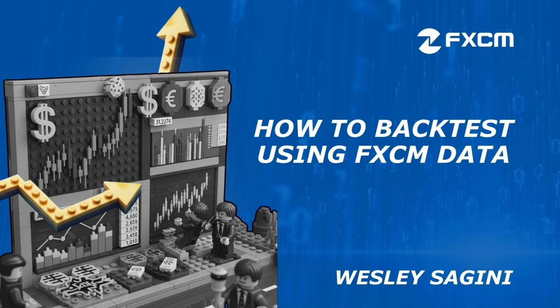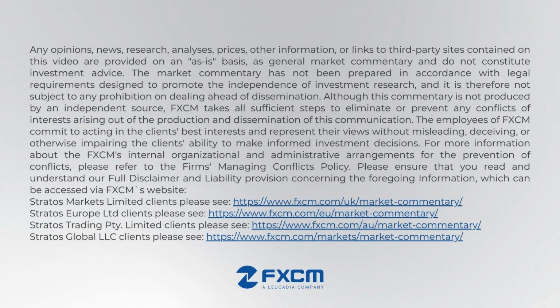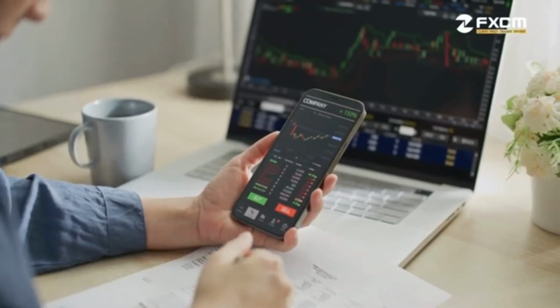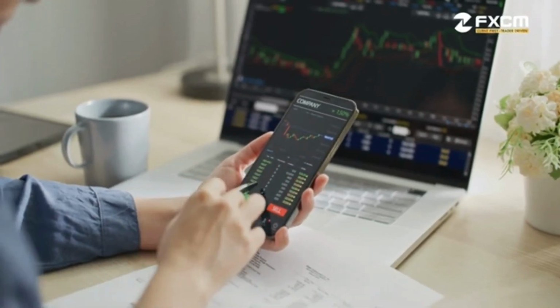How to backtest using FXCM data. Backtesting is an essential process for traders who want to evaluate the performance of a trading strategy before risking real money. Using FXCM data, you can simulate past market conditions and see how your strategy would have performed. Here's a step-by-step guide to get started.